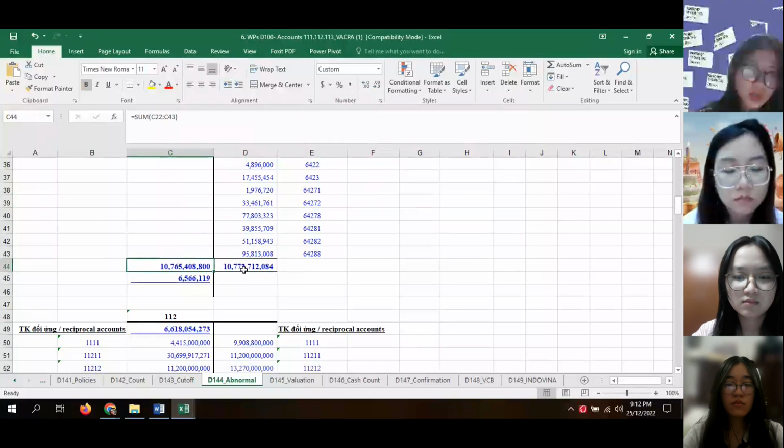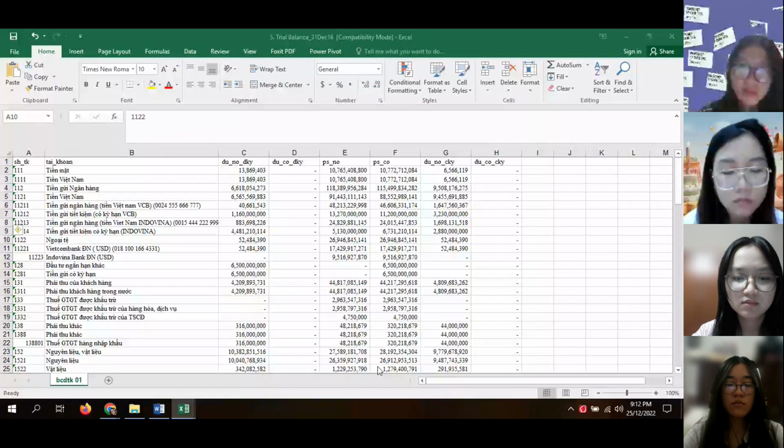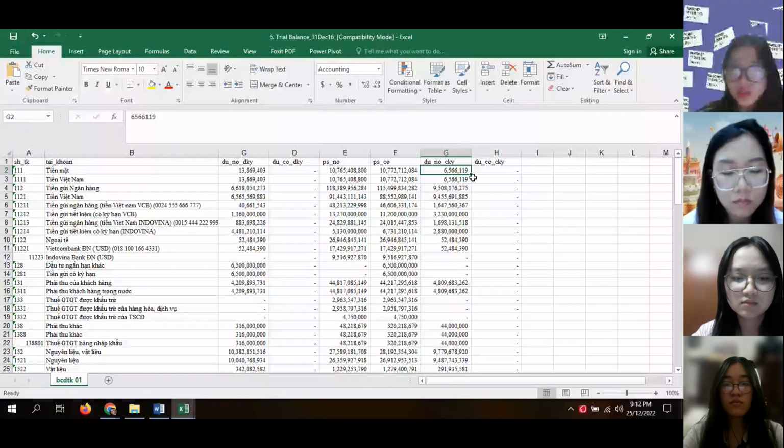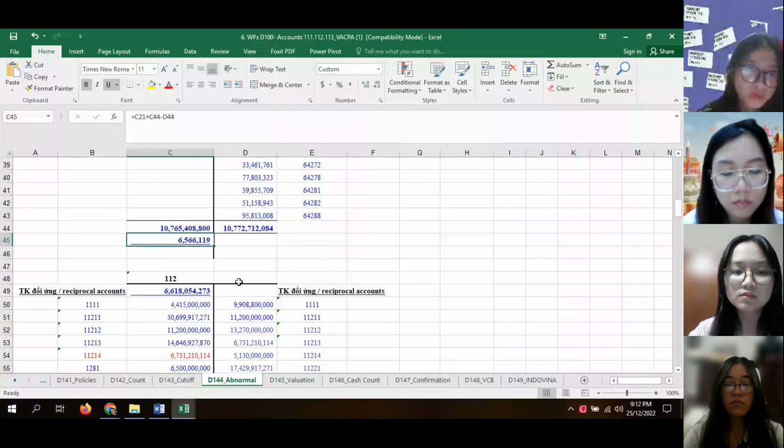When we skip all the transactions, we will check that the end of the debit and the end of the credit are the same as in the trial balance. Yeah, for this and for this. And the ending balance is 6 million 566,119. Yeah, it's the same as the ending balance in the T account 111.